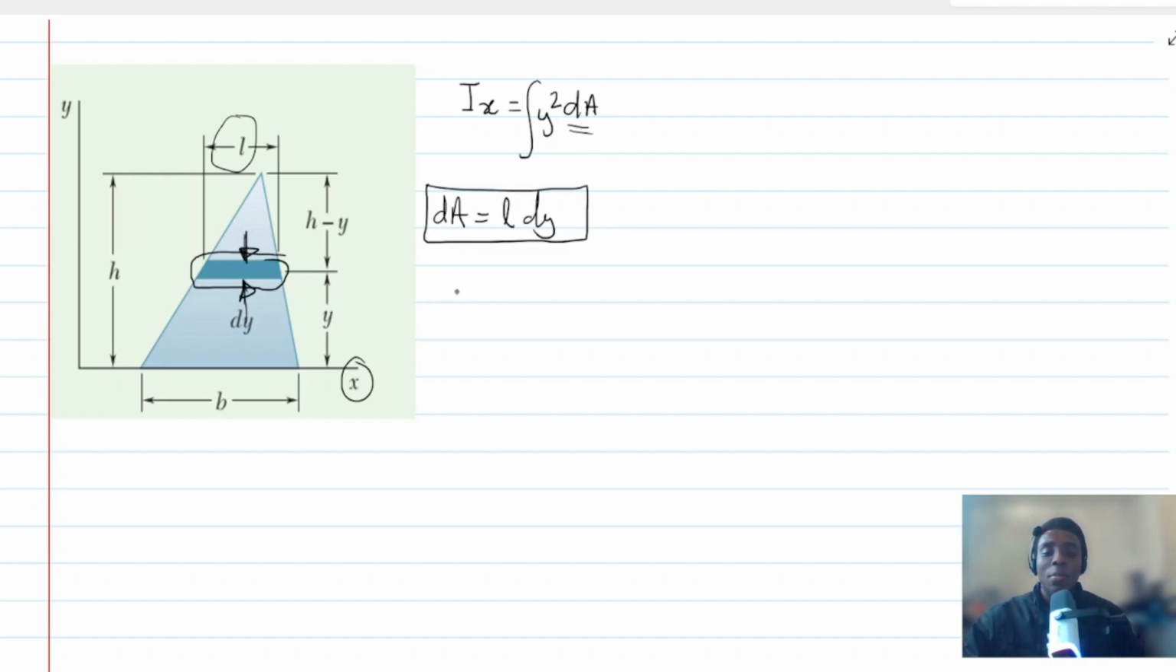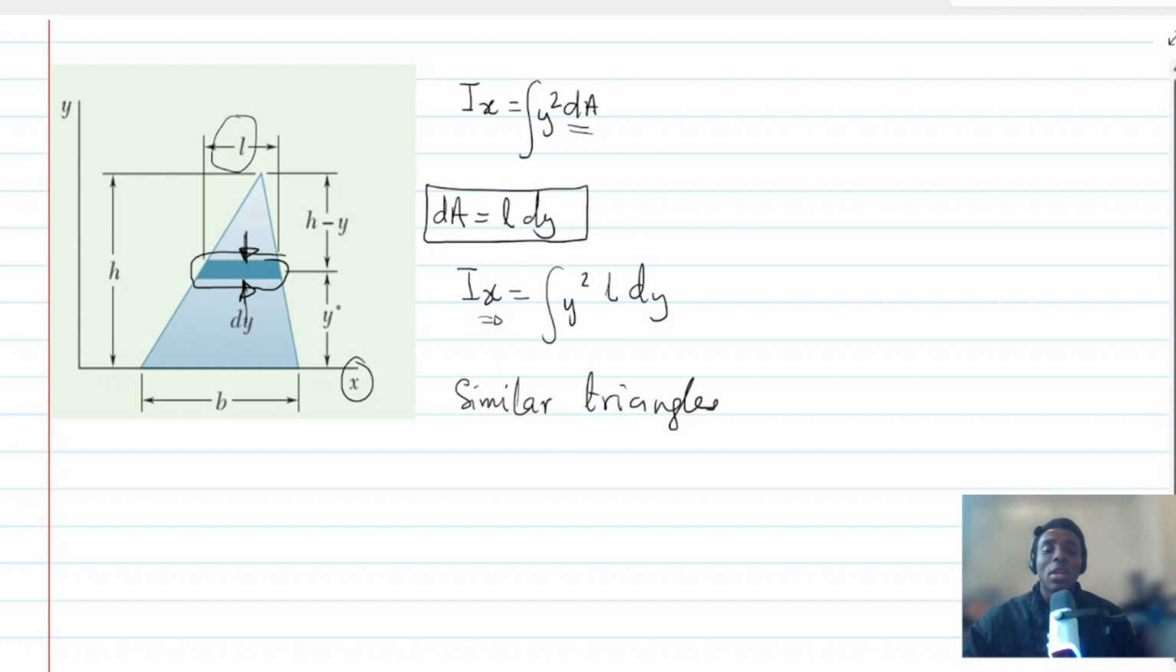But if I put everything inside, I have y squared, I have L dy. But you realize that we need to make some adjustments here, because we are going to work with x. Therefore, we need to make sure that everything in y here will go to x. So we are going to use the concept of similar triangles.